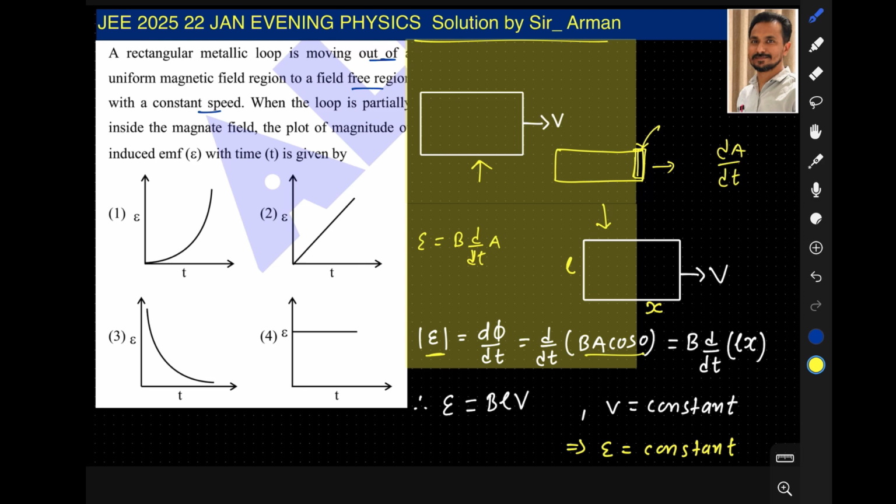Now area is L into x. What is L? Let us assume this vertical length of this rectangular loop is L, and this portion has length x. So let us assume per second the x portion is moving out. So dA by dt can be written as L dx by dt. So L comes out, and dx by dt is the velocity. Here the velocity is constant. So EMF is also constant because B is constant, length is also constant, and velocity is also constant. So here the EMF induced in the loop will also be constant. So option number 4 is correct.